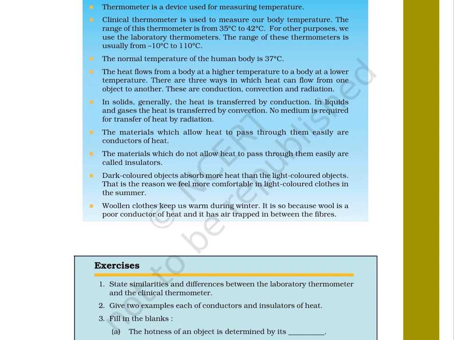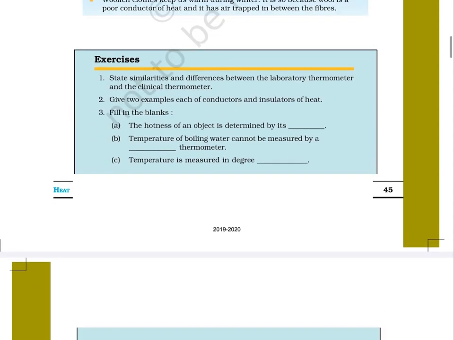Exercises. 1. State similarities and differences between the laboratory thermometer and the clinical thermometer. 2. Give 2 examples each of conductors and insulators of heat. 3. Fill in the blanks.